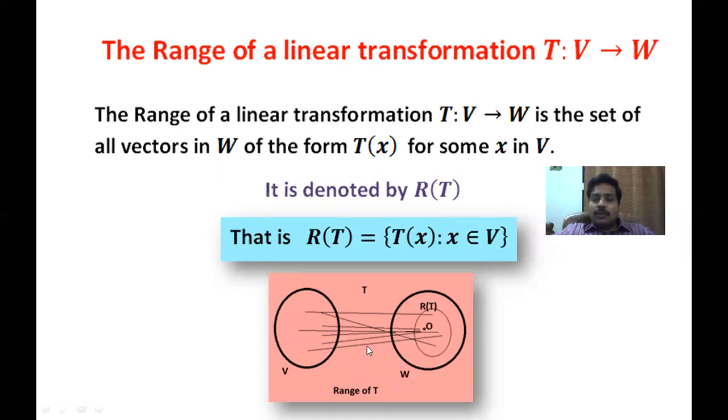So if you find an element in R of T, then you will find a corresponding vector x in V such that T of x is equal to that particular vector. So for each vector in R of T, there will be a vector x in V such that T of x is equal to that. So this is the definition of range of a linear transformation T.